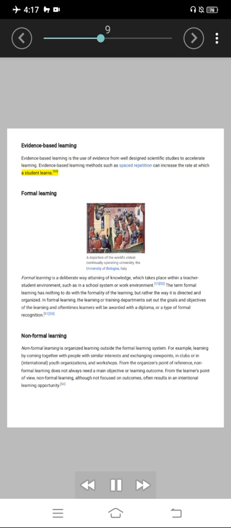50. Formal learning. A depiction of the world's oldest continually operating university, the University of Bologna, Italy. Formal learning is a deliberate way of attaining knowledge, which takes place within a teacher-student environment, such as in a school system or work environment.